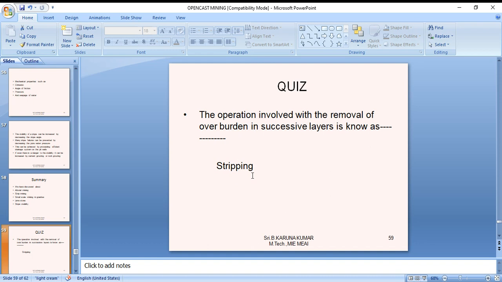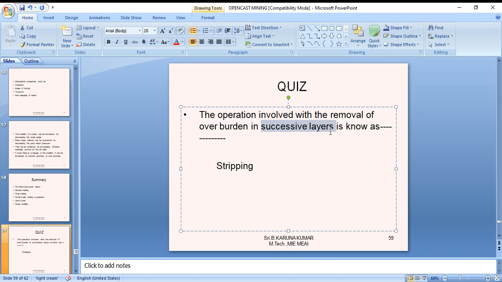The operation involved with the removal of overburden in successive layers is known as stripping. This is a typical question coming in competitive examinations, even JMET, junior mining engineer and college examinations. You can expect multiple choice or fill in the blanks. So the answer is stripping. The operation involved with the removal of overburden in successive layers. This word is very important. This is a simple definition.